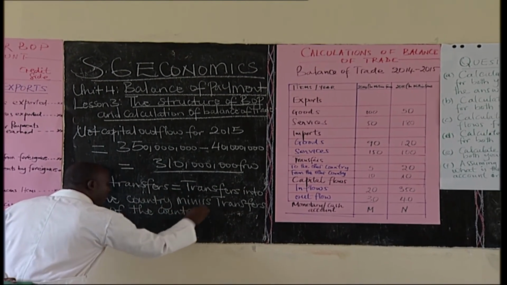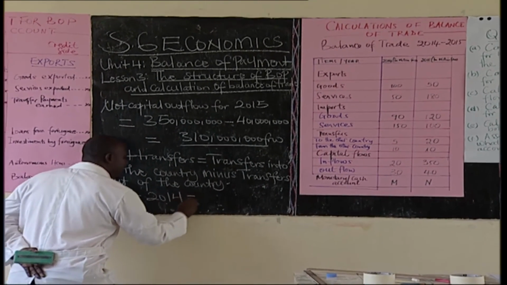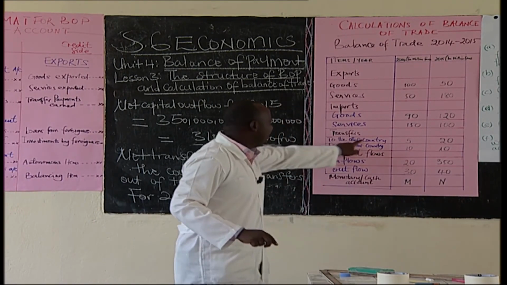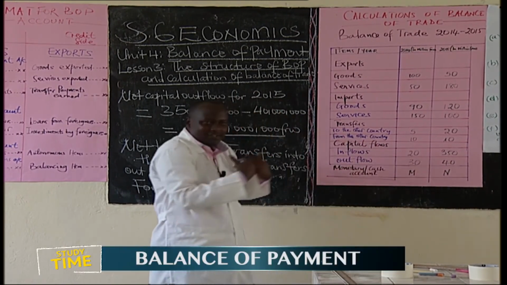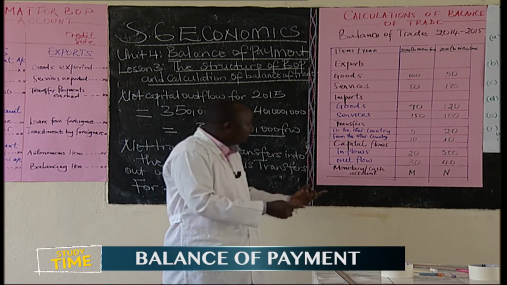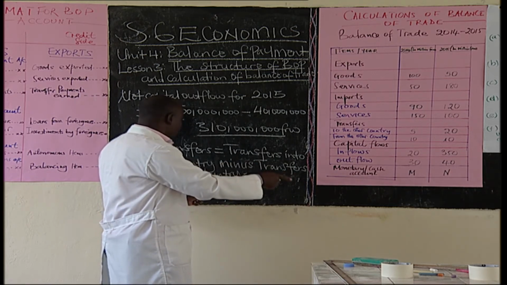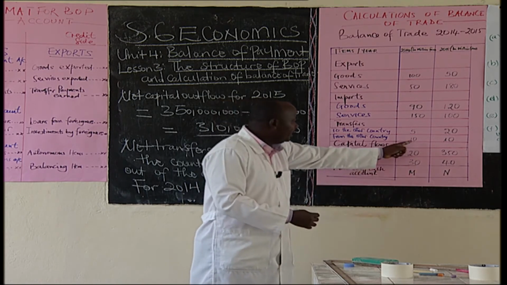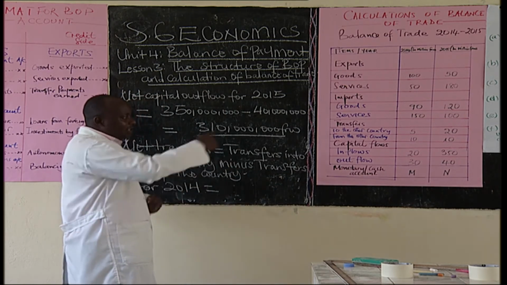We are calculating for both years. Now, for 2014, these are transfers to the other country from the other country. From the other country, we received a donation or a gift. We get transfers into the country minus transfers out of the country. It will be 10 million minus 5 million, because it is transfers into minus transfers out.